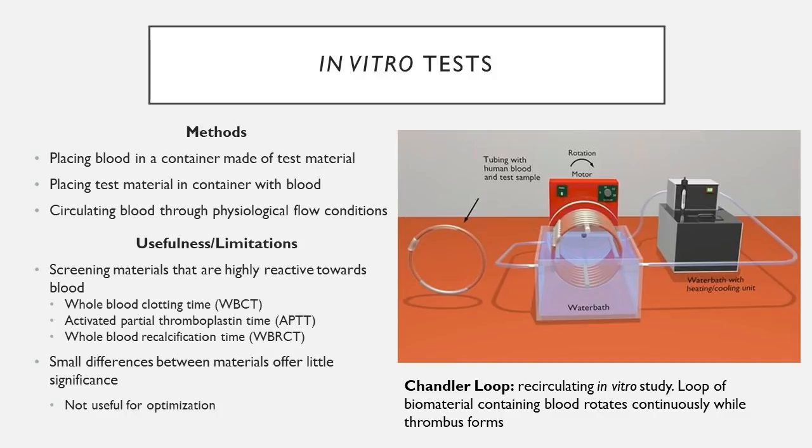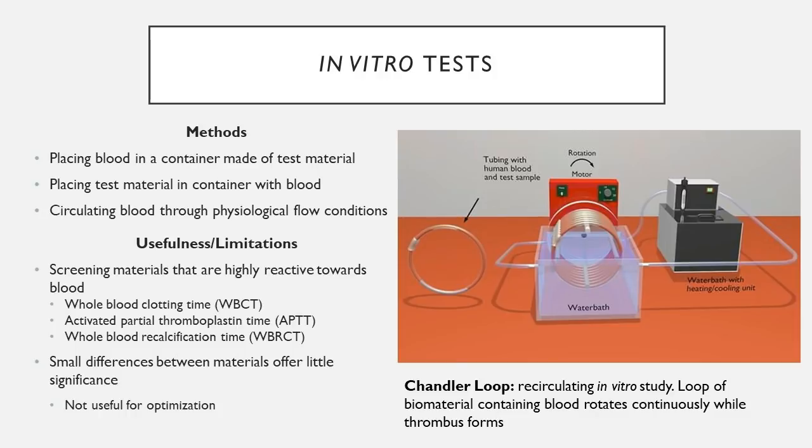Methods in general can involve any number of very simplistic things. They could involve placing blood in a container made of the test material, or placing the test material in a container or vial with blood. Or they could involve something a little bit more complex, like circulating blood through physiological flow conditions in contact with that material.